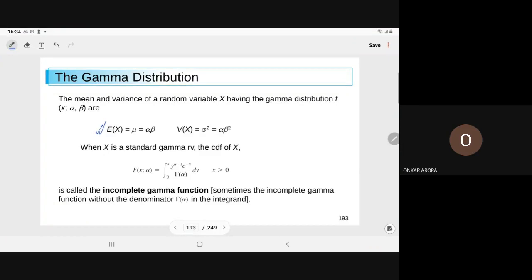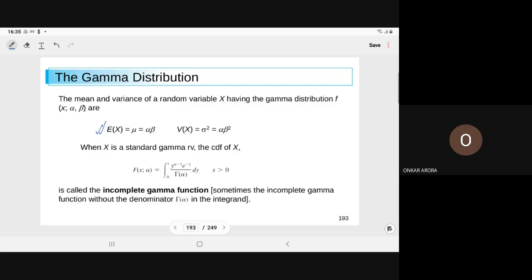As I have told you, when we take beta equal to 1, it is the standard gamma distribution, for different values of alpha. In our book we have the CDF table for the standard gamma distribution, meaning we consider beta equal to 1 for all x which follow the gamma distribution. For that we are considering only one parameter, alpha, and we are fixing beta equal to 1.